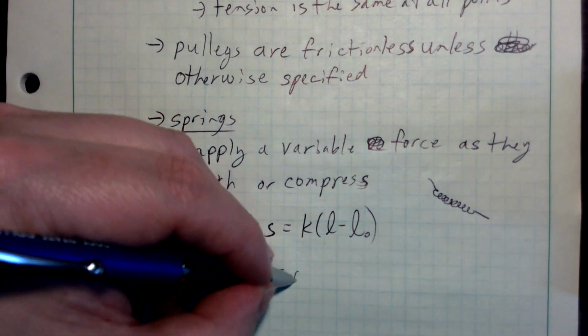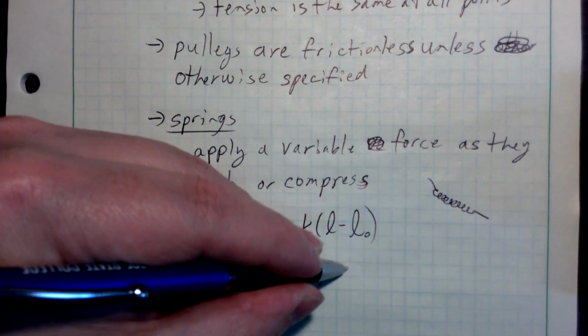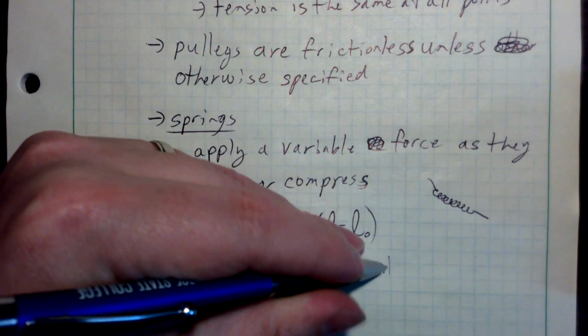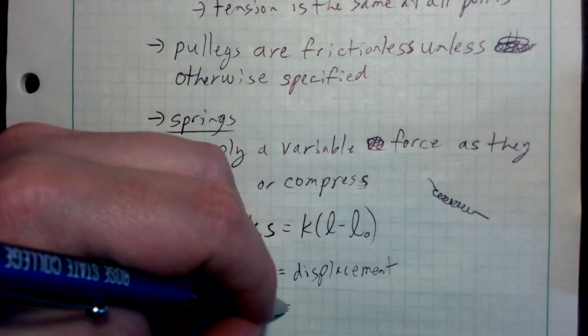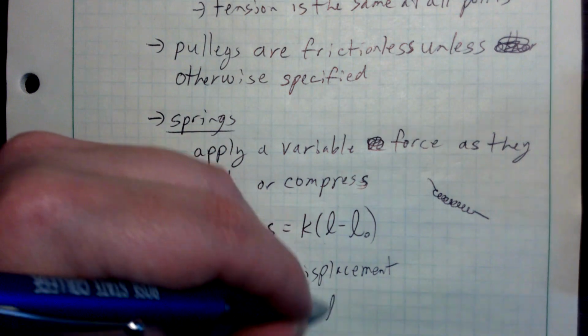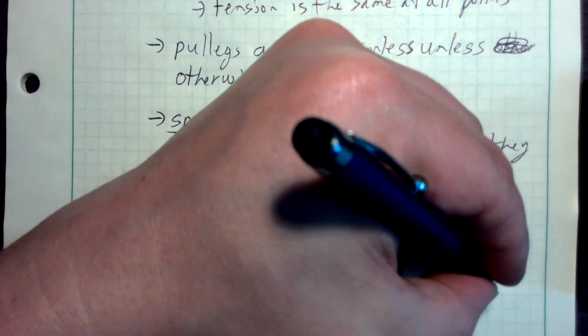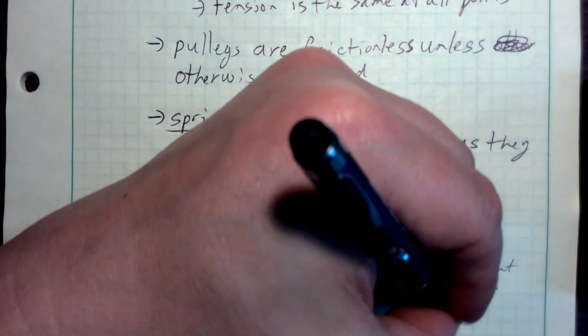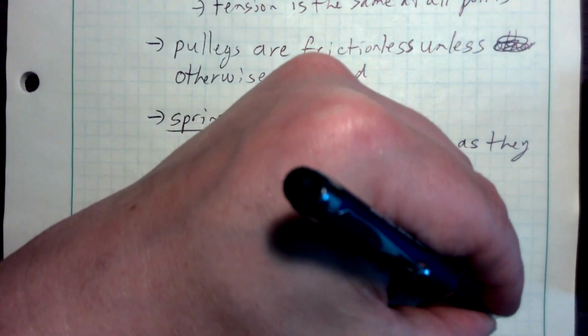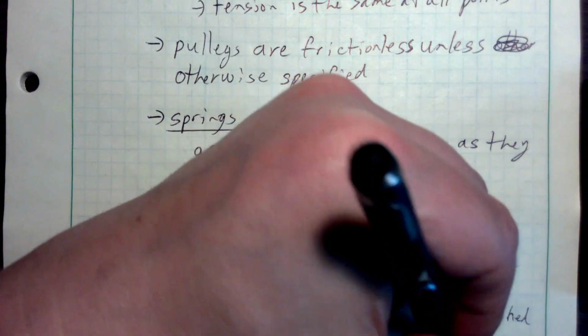S, of course, is often referred to as the displacement. S is the length minus the unstretched length. And L is the current length, and L naught, or L0, is the unstretched length.